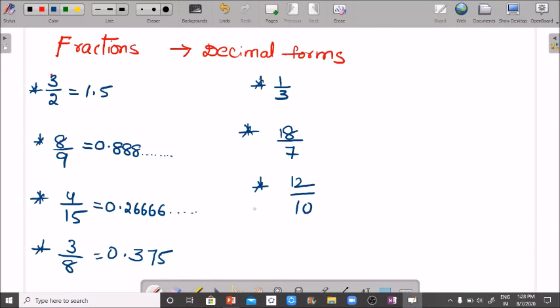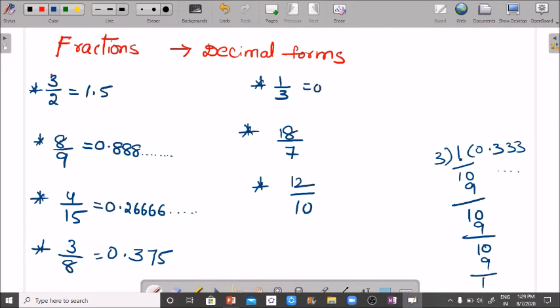Next, 1 by 3. 1 is a small number, so take 0 point, then 10. 3 threes are 9, remaining 1. Again 0, 3 threes are 9, remaining 1. The process goes on. So 1 by 3 equals 0.333 and so on.